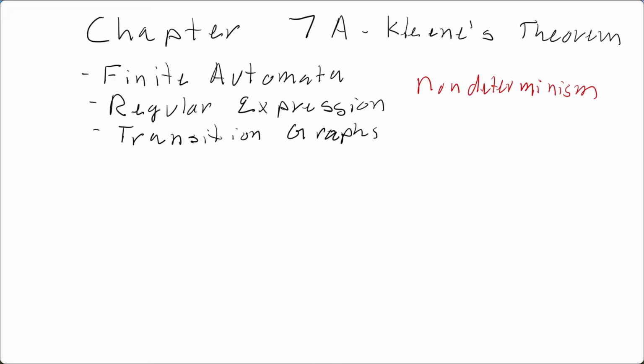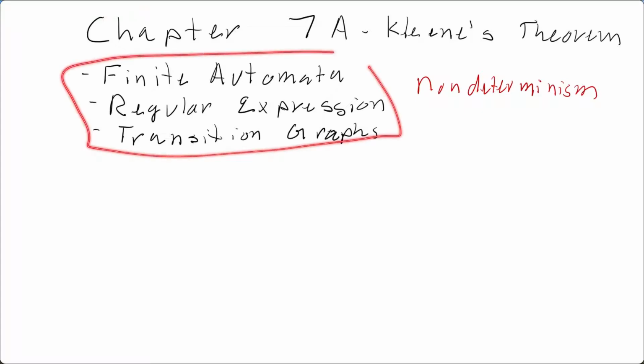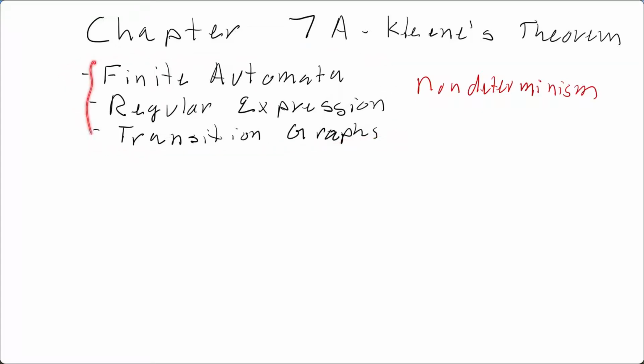Now you would think that would give us more power to be able to define more languages, but that's not the case. These three ways of defining languages are actually equally as powerful. So what Kleene's theorem says is, if we could define a language with a finite automata, we could define that same language using a regular expression or a transition graph. Same thing, if we could define a language with a transition graph, then we could also define it using a regular expression or a finite automata. So these three methods of defining languages are essentially equal.